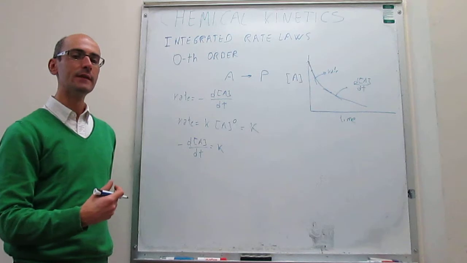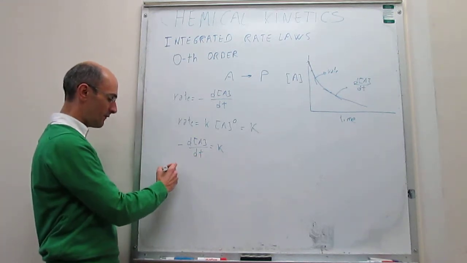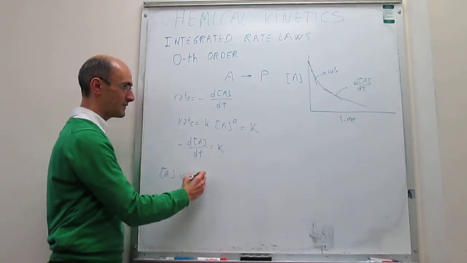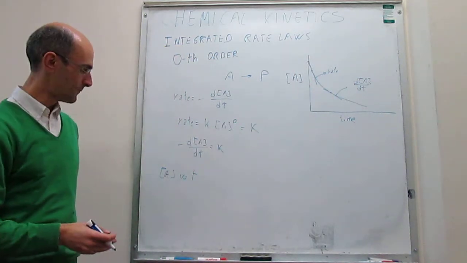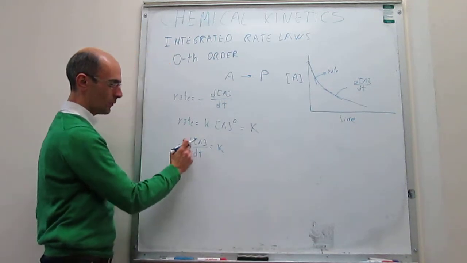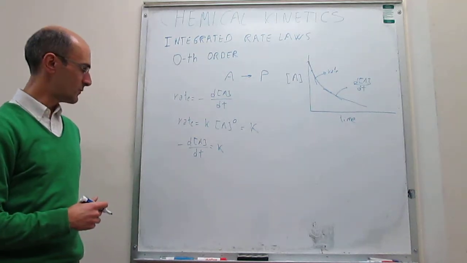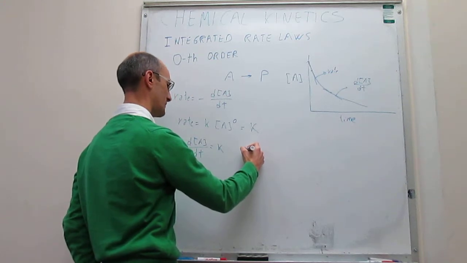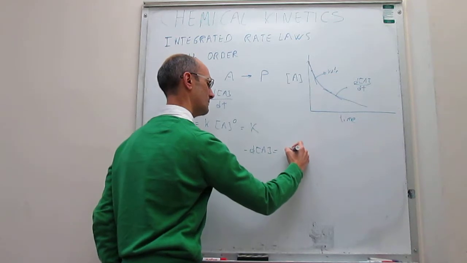The idea then is to integrate this to find a functional dependence of how the concentration of A changes as a function of time, so that we can trace this line accordingly. To integrate this is not going to be very difficult. We simply have to separate variables, concentrations on one side of the expression and time on the other, and then carry out the integration. I can separate variables by doing this.